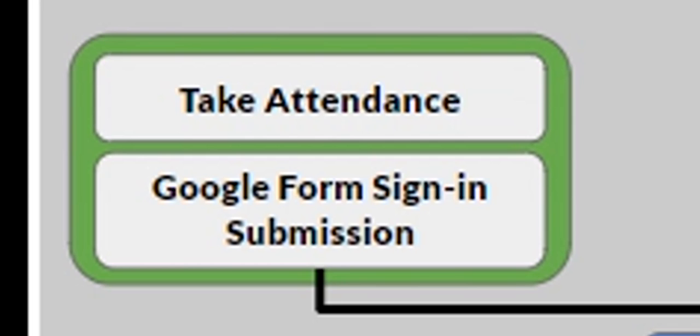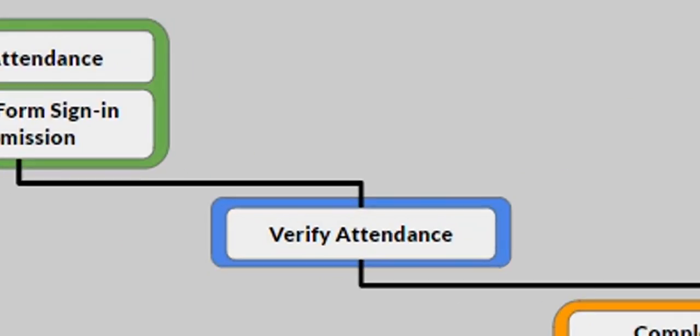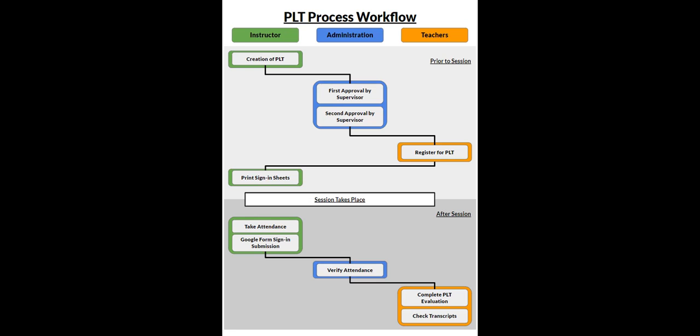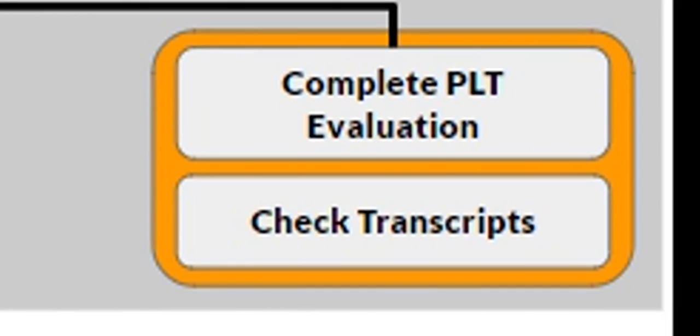Once the sign-in sheet has been submitted, the district office will receive an email notification. They will verify attendance, which will then prompt a survey to be completed to evaluate the PLT session by all teachers that participated. Once teachers complete their evaluation of the PLT session, it will then immediately give them credit on their transcript.